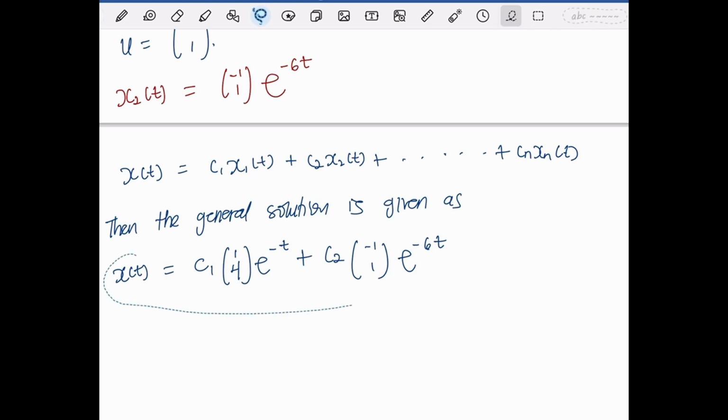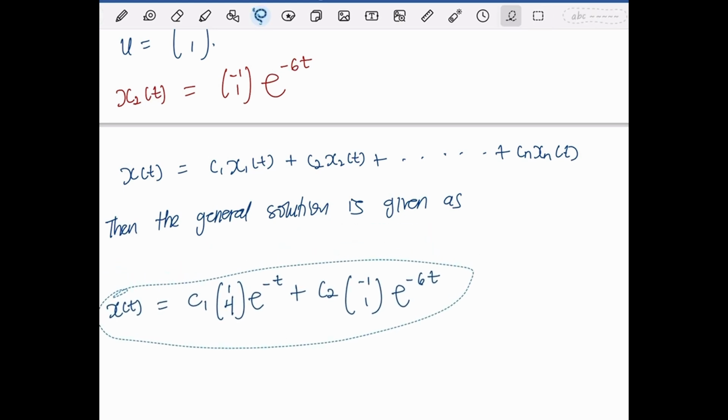So this is our general solution to the given system of differential equations. Hope this helps.